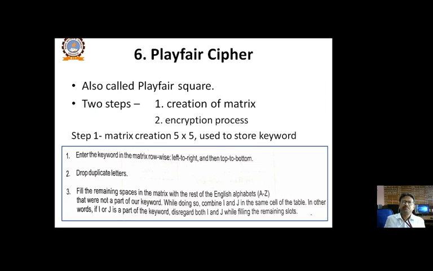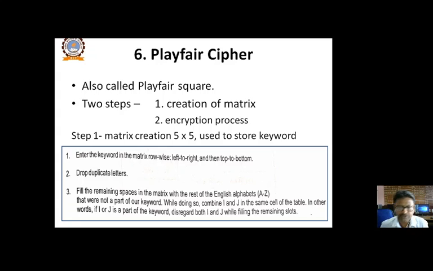Now the next one is the Playfair Cipher. The Playfair Cipher was invented by Playfair, which is why it is named Playfair. This cipher uses a matrix, and that matrix is also called the Playfair square. Two steps are used in this Playfair cipher. First is the creation of the matrix. First of all, we create the matrix and then we adopt the encryption process.